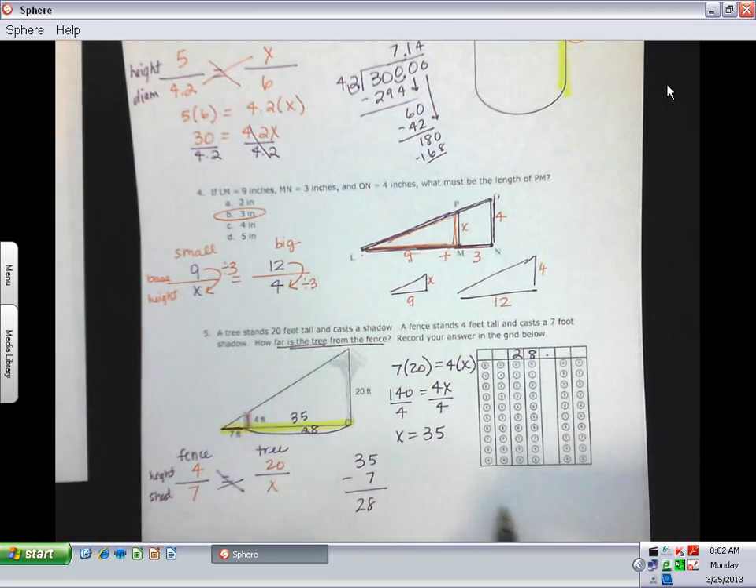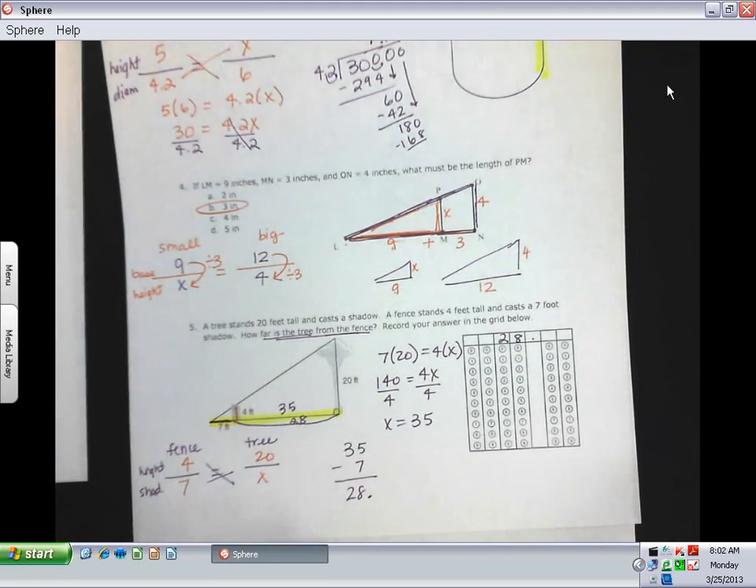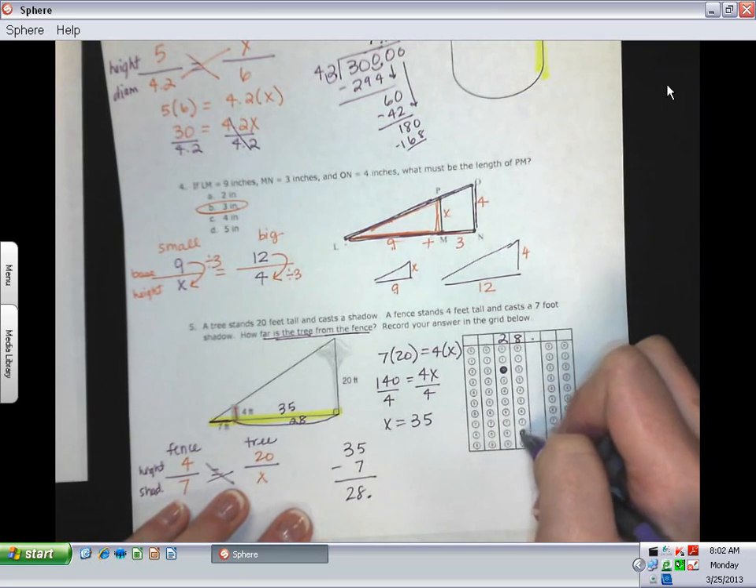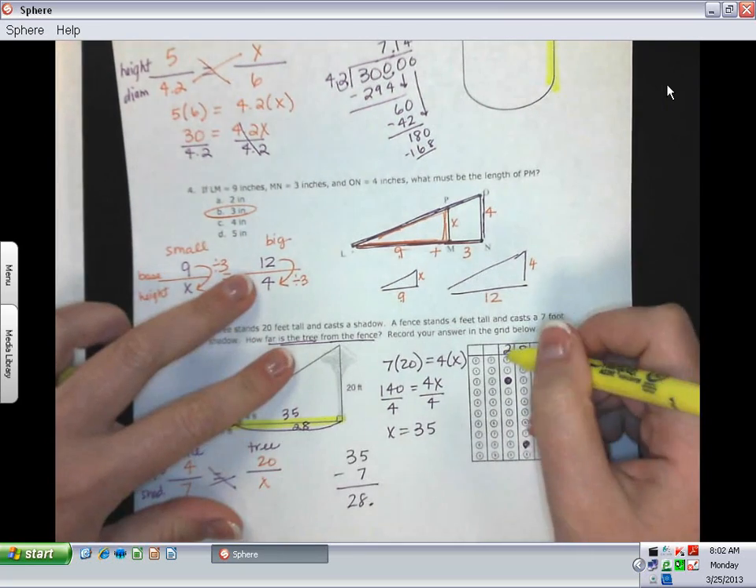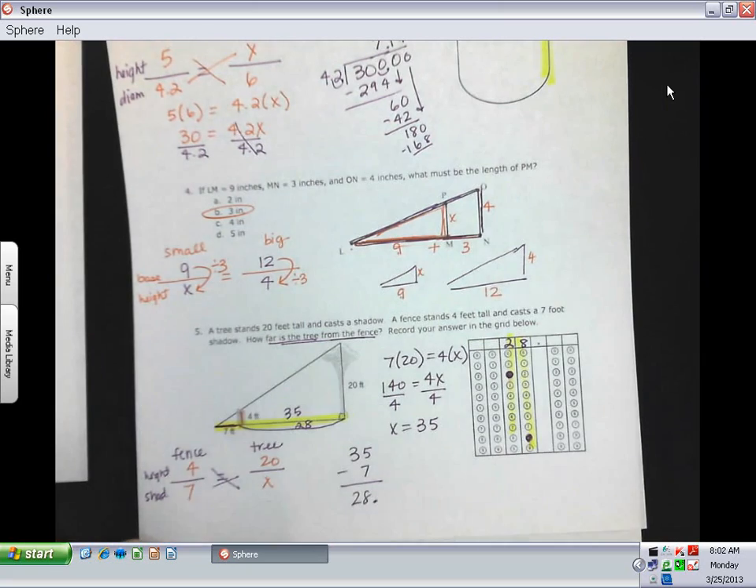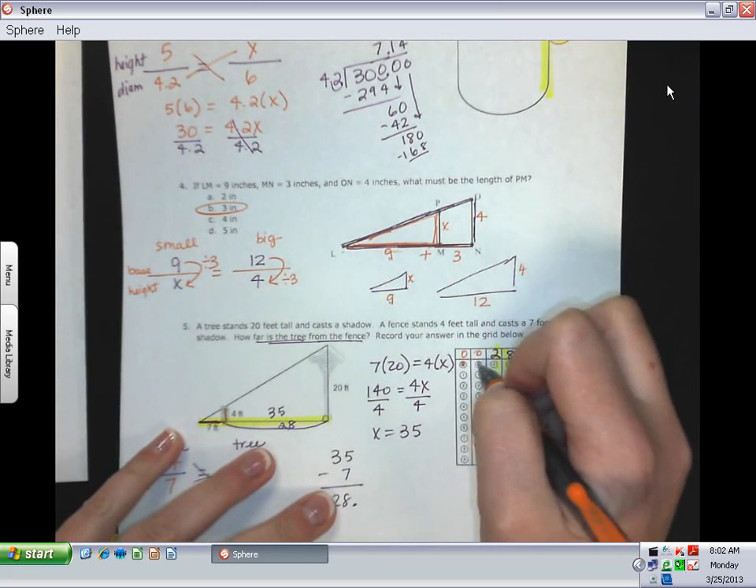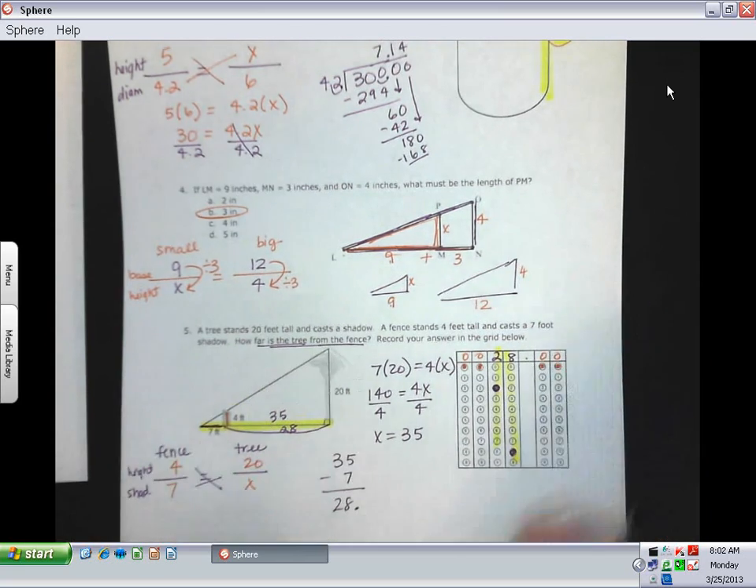And remember, this is 28 point, and then you have zeros behind it if you want. So you have to bubble the 2 and the 8 here and here. Other than that, if you want to put in zeros afterwards or before, I know a lot of you like to put them after, you can, but again, you do not have to.